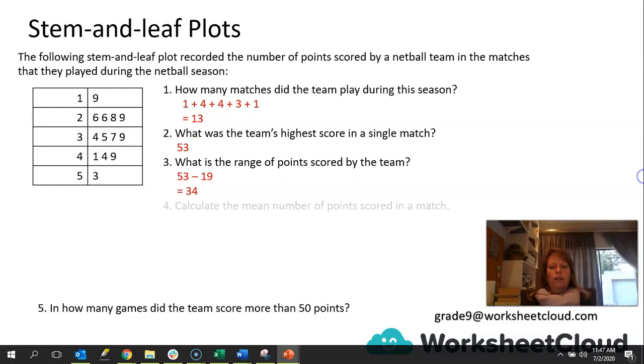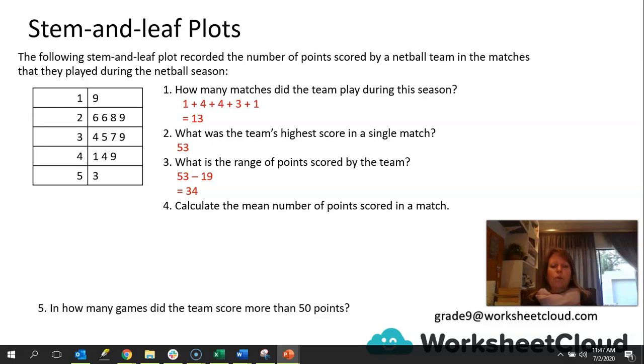Right, the next one, as I said, we would go over this. Calculate the mean number of points scored in a match. Well, the mean number of points means the average. If you were to average out how many points on average did they score in every single match. In other words, if you were to take the points and evenly distribute them across the number of matches that they played, how many points would be allocated to each match? It's just a nice way of looking at an average score, but the data terminology is the mean.